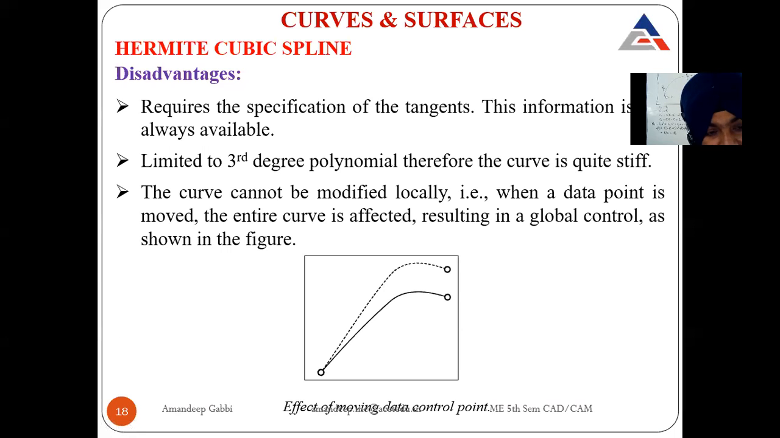Curve cannot be modified locally when a data point moves. The entire curve is affected, resulting in global control. Now you can see this. If you want a curve to move from this end to this end, you cannot do that unless you move this point to another point. The whole curve will be moved from one place to another. Localized means if you want to change a curve from, say, the center, and move it downwards, this is not possible in this particular cubic spline.